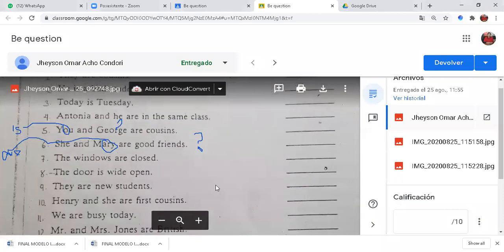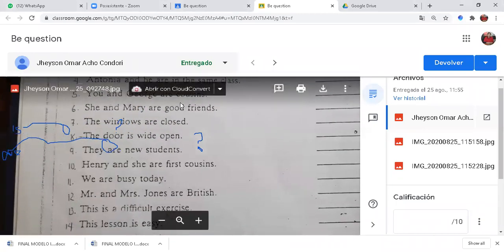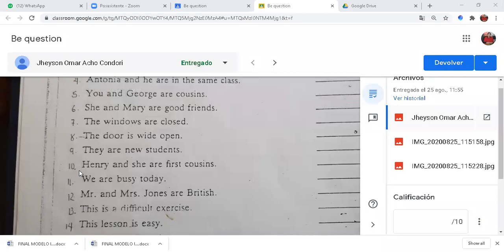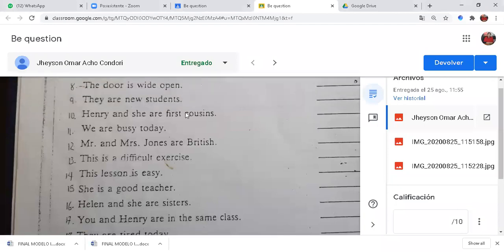Is the door open? Open. Is the door wide open? Wide open? Next. Are they new students? Yes. Are they new student? No, new. Are they new students? Next. Are they first cousins? Yes. Are Henry and she first cousins?